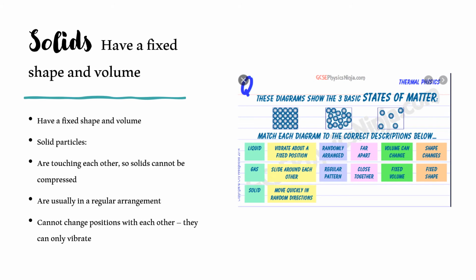Solids have a fixed shape and volume. The particles are touching each other. The solid cannot be compressed. They are usually in a regular arrangement, and cannot change positions with each other. They can only vibrate.